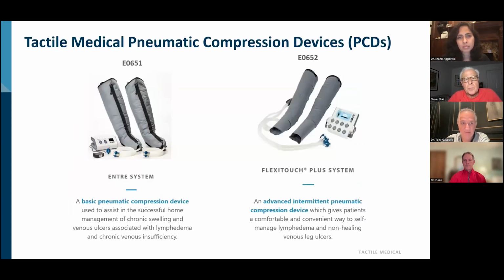These are the two pneumatic compression devices that are available. The EO651, which is really the more basic pump, the Entree system, and then there's the EO652, which is the FlexiTouch Plus system. And before I go any further, Jenna, could you pull up the 1, 2, 3 slide? We want to ask the audience some questions. So choice one is I've ordered only one of these pumps for my patients. Choice two is I've ordered both types of pumps for my patients. And choice three is I really haven't ordered either one.